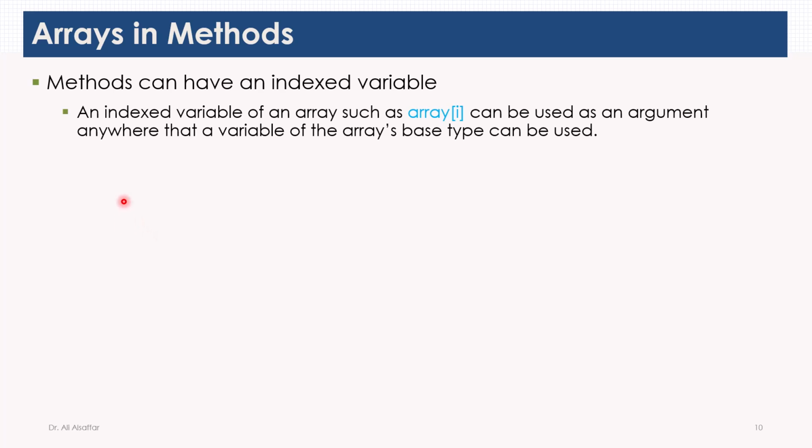In the first issue, we would like to know how methods can deal with array elements, index variables, when they are passed as parameters. An index variable of an array, such as this example, a[i], can be used as an argument anywhere that a variable of the array's base type can be used. What does that mean? It means if you have an argument of a method, let's say for example it is defined as integer, then if you have an array of integers, you can pass a single element of that array to this parameter because both of them are defined as integer.